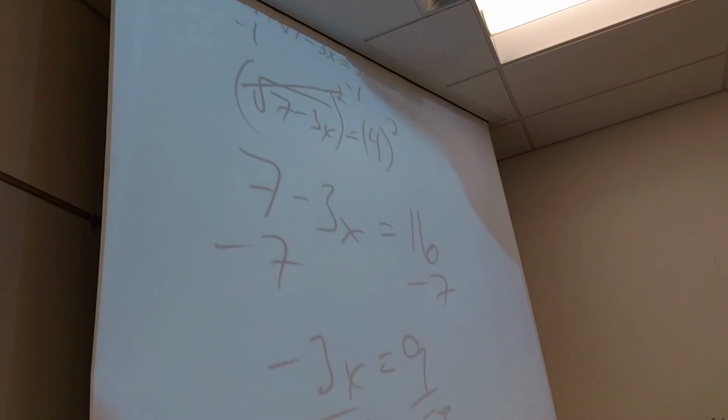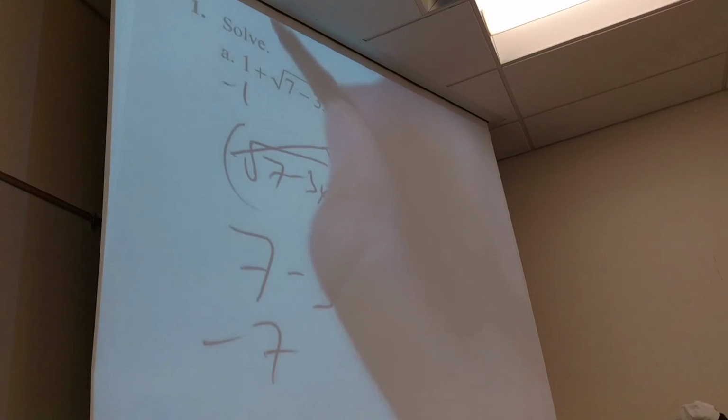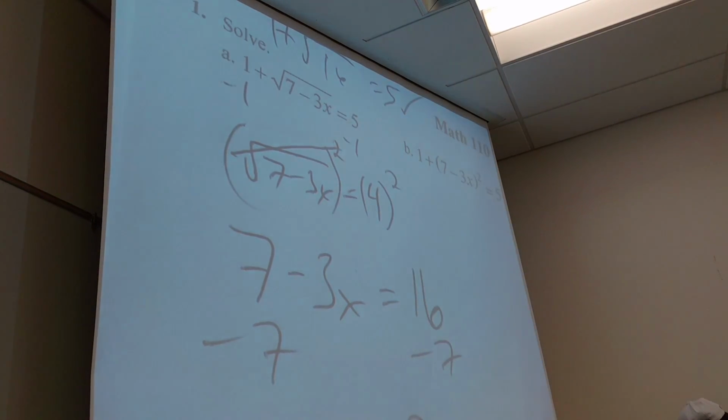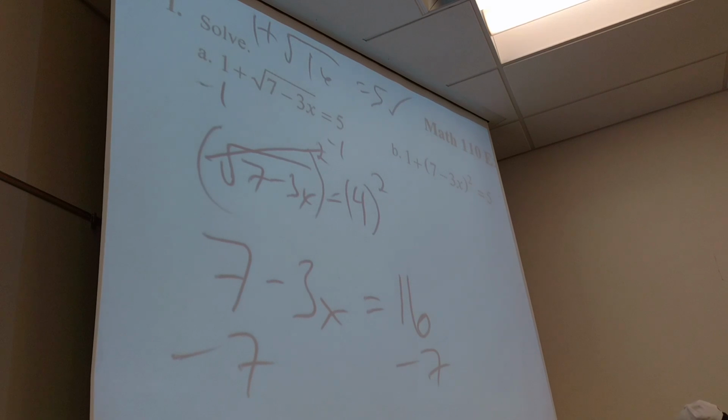That's it. It's a radical, so we got to check it, right? So 1 plus the square root. If I put a negative 3 in there, I get 7 plus 9 is 16. 1 plus 4 is 5. Check. There you go.